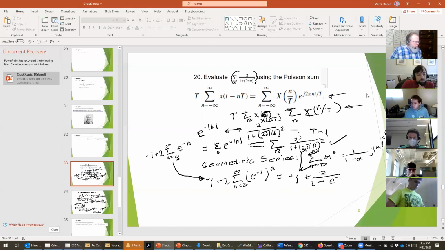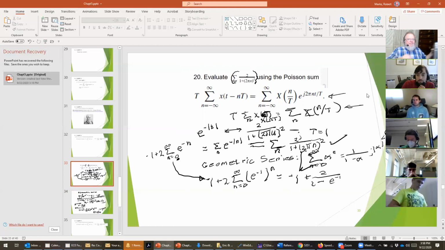And the reason it's kind of cool is it relates, in general, the sum of the samples that you have in the time domain with the sum of the samples that you have in the frequency domain, if they're appropriately spaced. And that's, I think, interesting and occasionally useful.